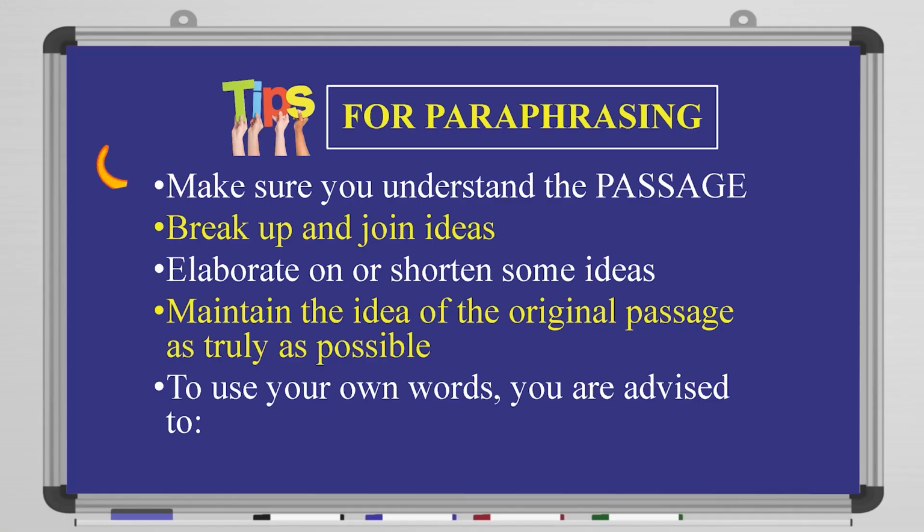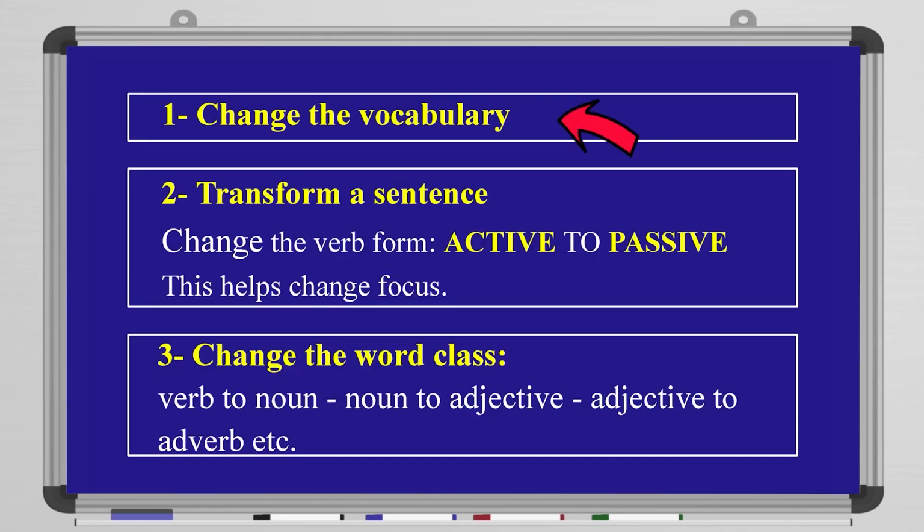Here are some tips. Make sure you understand the passage first. Break up and join ideas. Elaborate on or shorten some ideas if they are very long. Maintain the idea of the original passage as truly as possible. And to use your own words, you are advised to do the following. Number 1, change the vocabulary from one word to another, but has the same meaning. Number 2, transform a sentence, for example, from an active voice into a passive voice. Number 3, change the word class, like verb to noun, noun to adjective, or adjective to adverb.